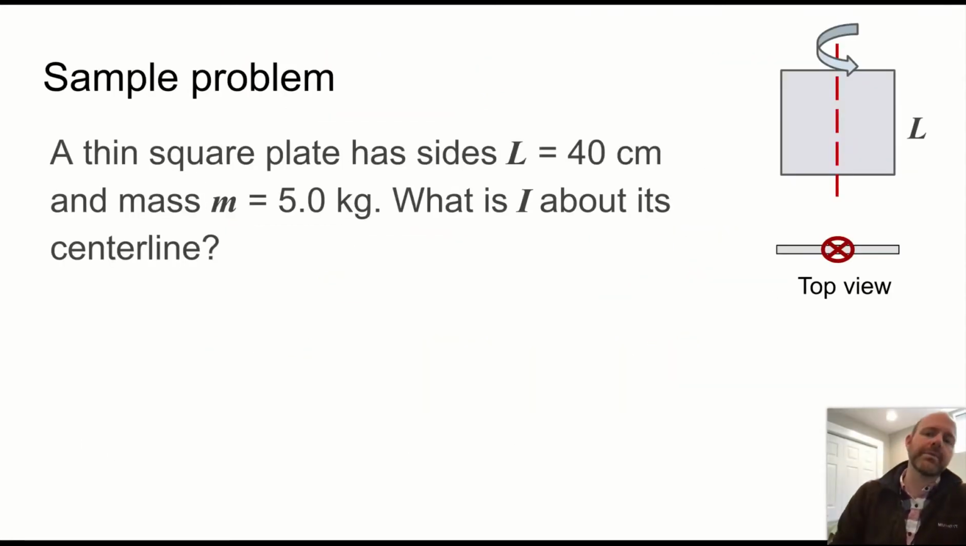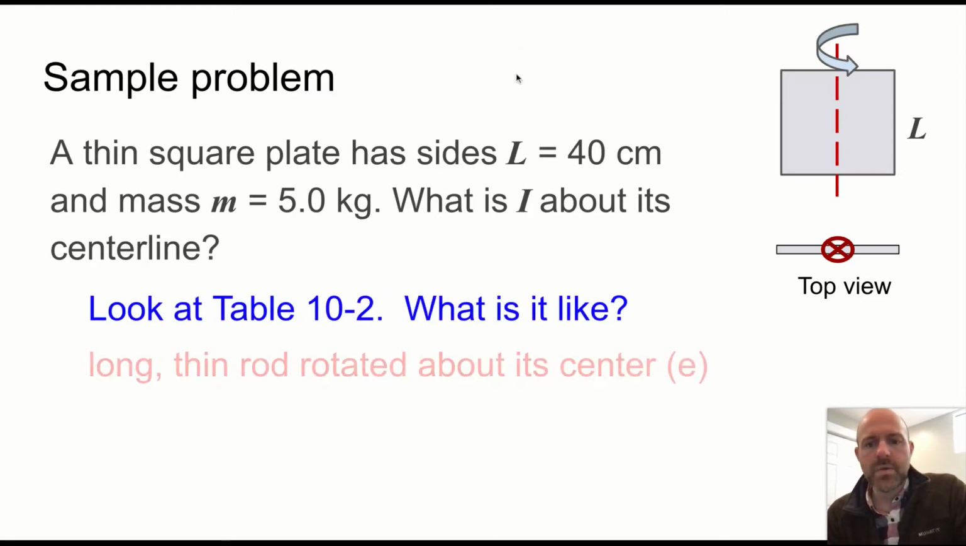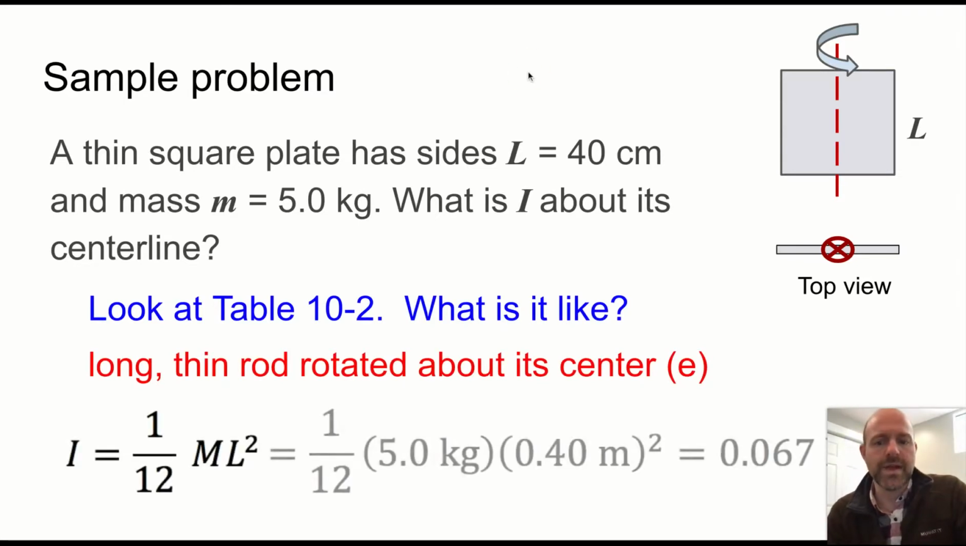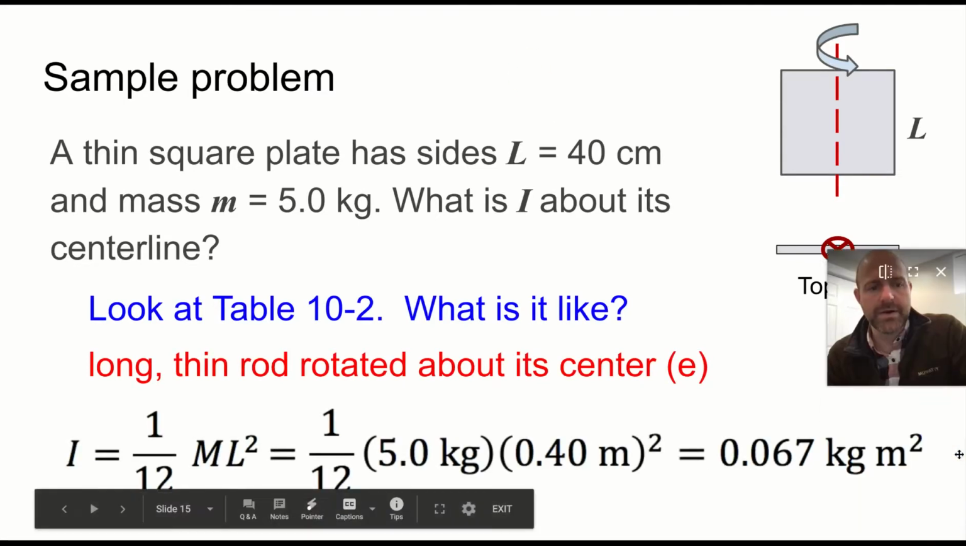So let's do a sample. If you have a thin square plate being rotated around its center line, notice how I flipped it to the top view, because from the top view, it's just a rod, right? All of the mass is distributed linearly, and the axis of rotation is about the center. So we basically use a long, thin rod about the center, 1/12 ml squared, and we can end up with our answer.